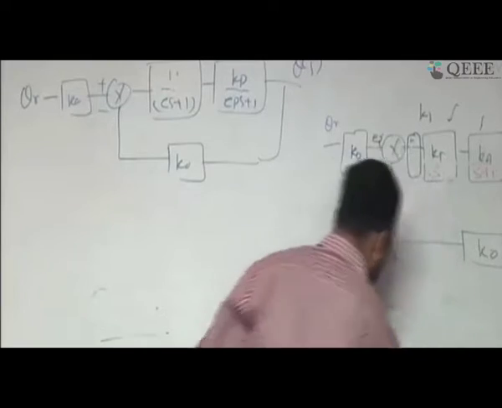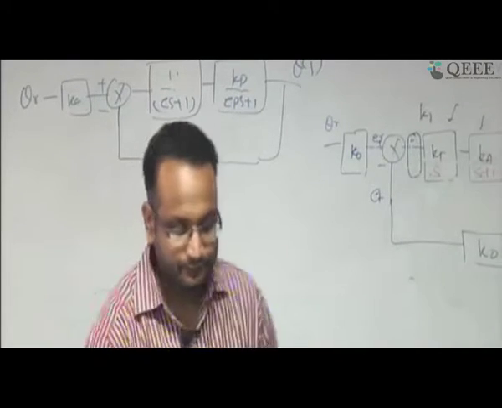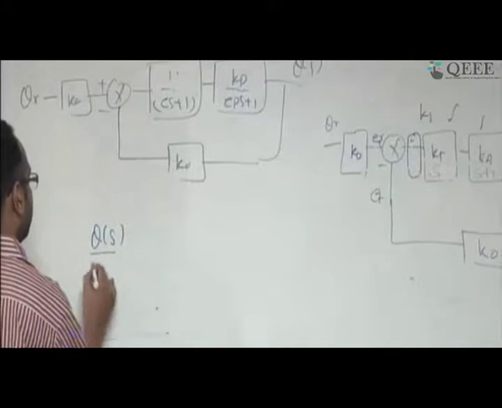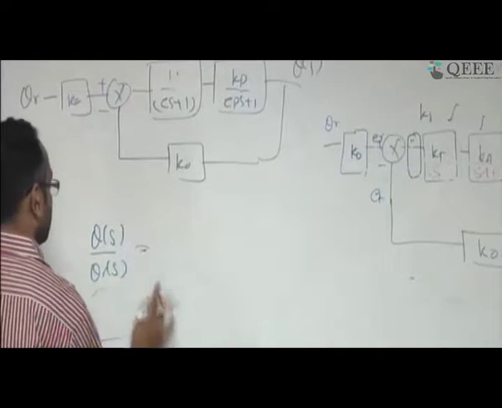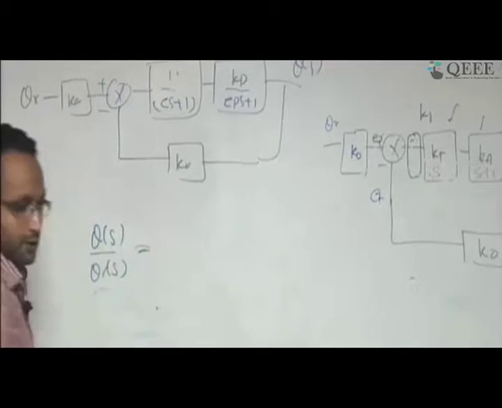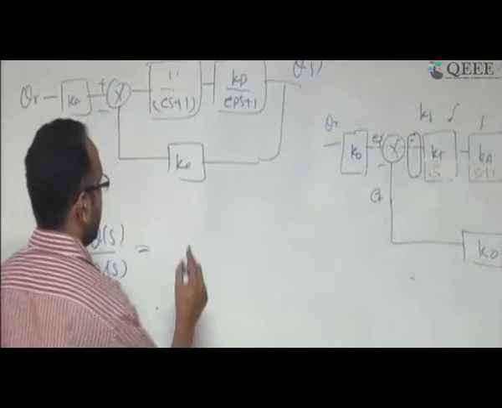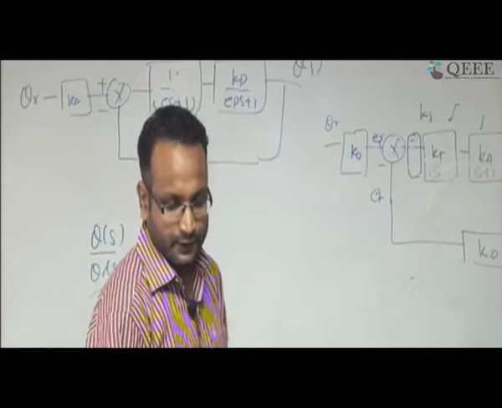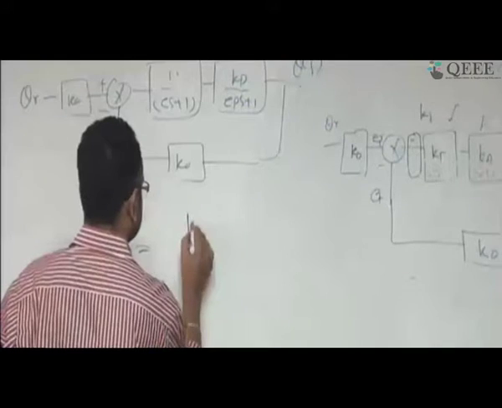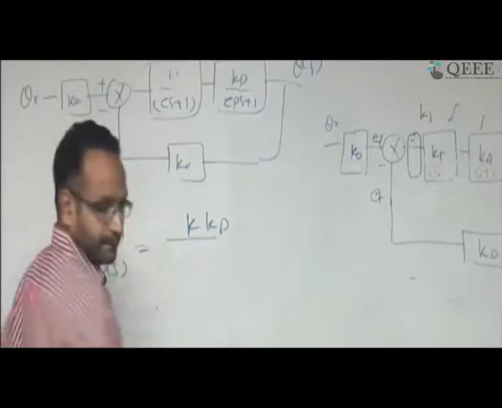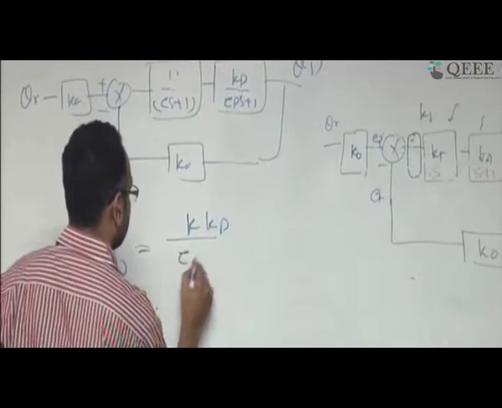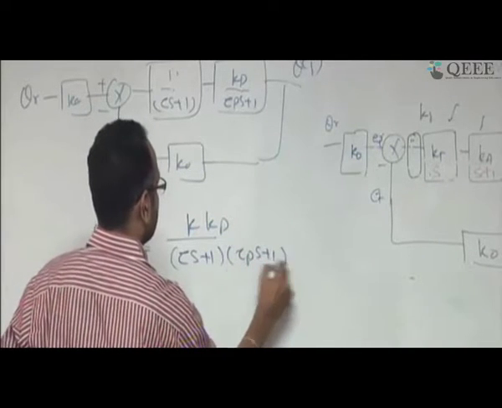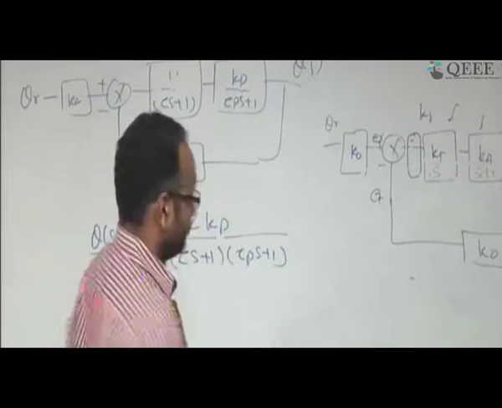Okay. So what will happen here is theta s divided by theta r s is going to be, I am just writing this term, K, K Kp, tau s plus 1, over tau p s plus 1 plus K Kp.